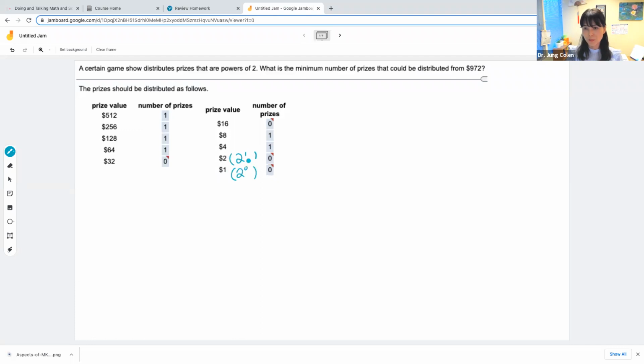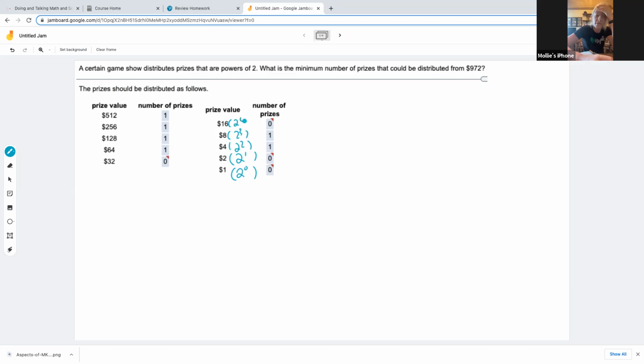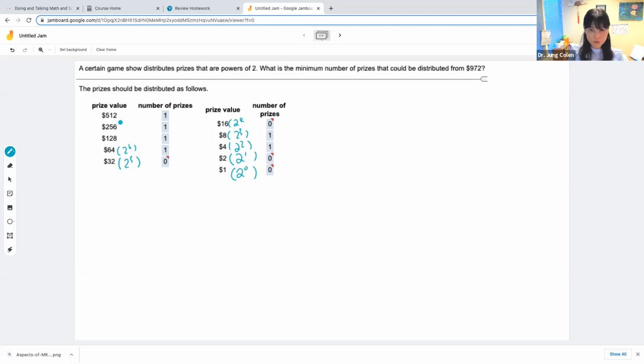2 is 2 to the 1st power, 4 is 2 squared, 8 is 2 cubed, 16 is 2 to the 4th. So all of these numbers are powers of 2, 2 to the 5th, 2 to the 6th, and so on, right? So 512 is what? 7, 8, 9, 2 to the 9th power. 6, 7, 8, 9, right? Okay. So these are the powers of 2, and this person wants to give away the prizes with only powers of 2. So at least one prize for each we want to give away.